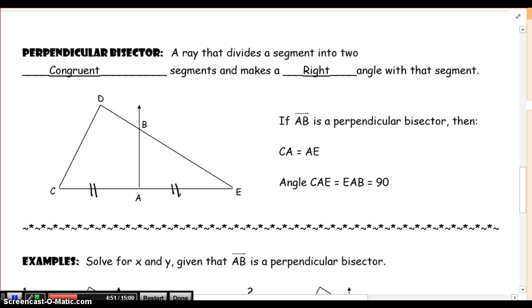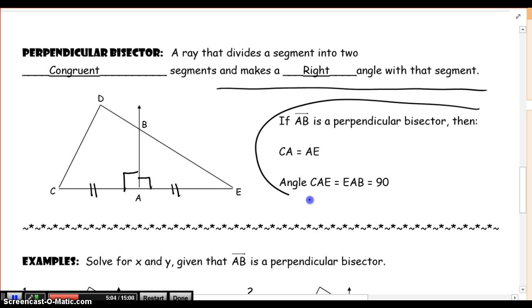But it also makes a right angle with that segment as well. So here, that angle is 90 degrees. And over here, that means that angle over there is 90 degrees. And this just kind of emphasizes that a little bit more. So if ray AB is a perpendicular bisector, then segment CA is equal to segment AE. And again, the angles form 90-degree angles right there and there.